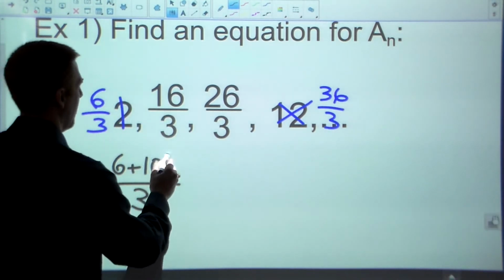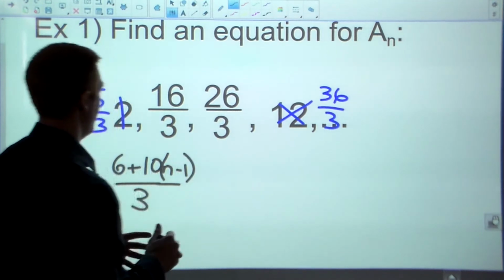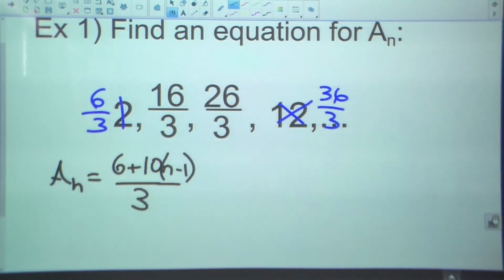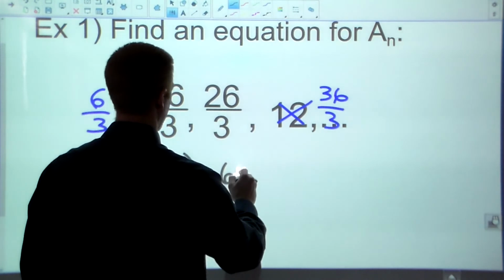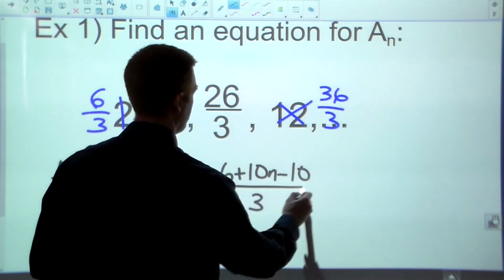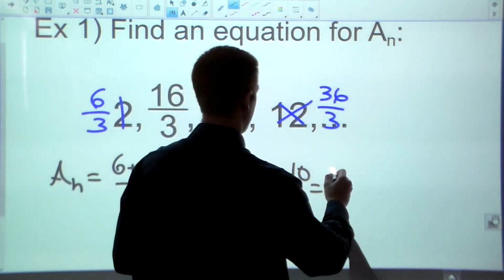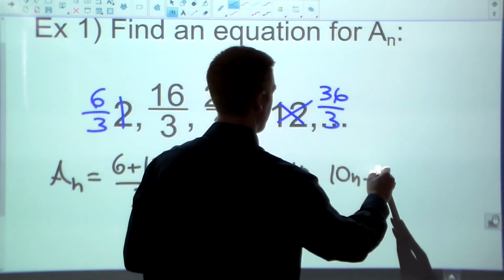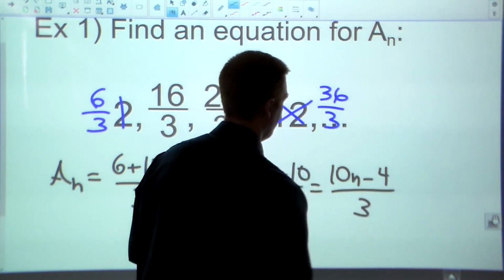So the easiest fix for that is to make that 10 times n minus 1. So that's going to be 6 plus 10n minus 10 over 3. This is going to be 10n minus 4 over 3.